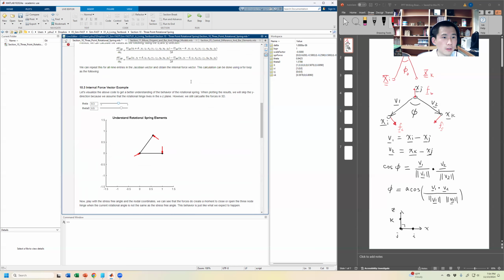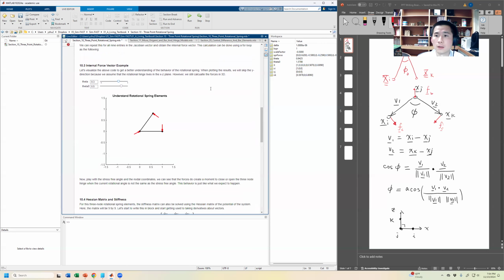So this is exactly what we should see in an actual 3-point rotational spring, just like the paper clips, right? If you apply forces, you can open it up, but once you remove it, this thing should always try to go back to the stress-free angle, which is defined by theta naught.